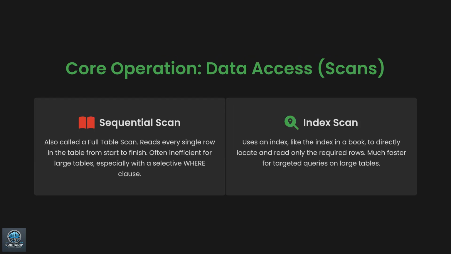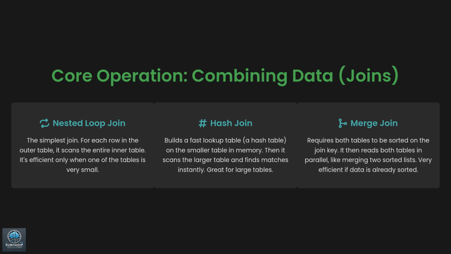The first step in any query is accessing the data, and this is done through a scan. A sequential scan or full table scan reads every row, which can be very slow. A much better alternative for large tables is an index scan, which uses an index to quickly pinpoint the exact data you need. Next up are joins, which combine data from multiple tables.